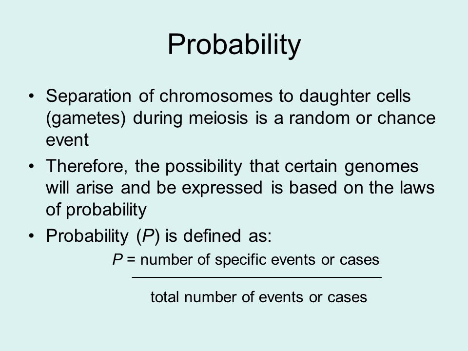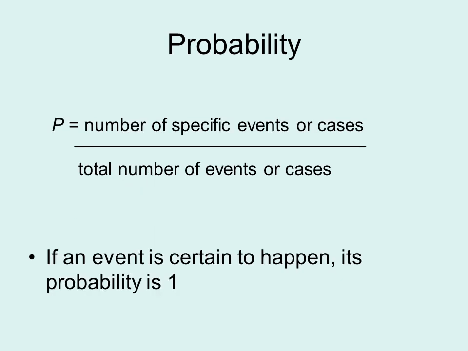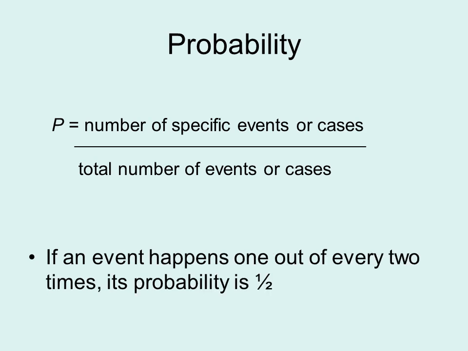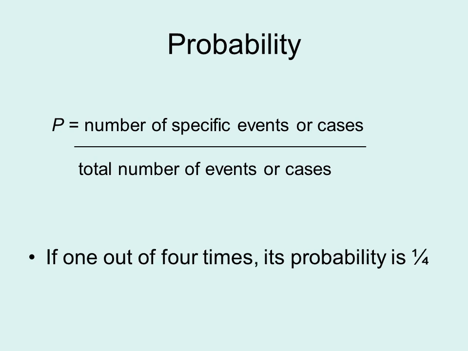Probability, you're just looking at the probability of how the chromosomes during meiosis, in the production of the gametes, which are the sperm and the egg, end up in which cell. So you look at the number of specific events versus the total number of cases. If an event is certain to happen, its probability is 1. But this is just showing an example of it. If an event happens 1 out of every 2 times, then it's 1 out of 2. And you can continue on to 1 out of 4.